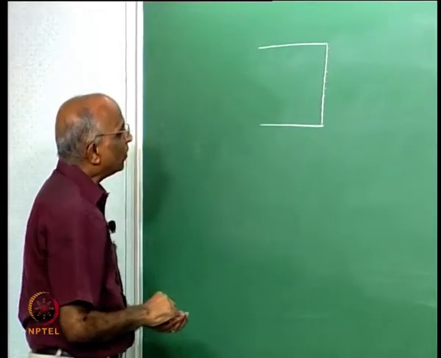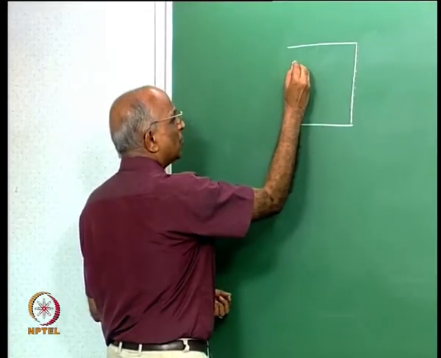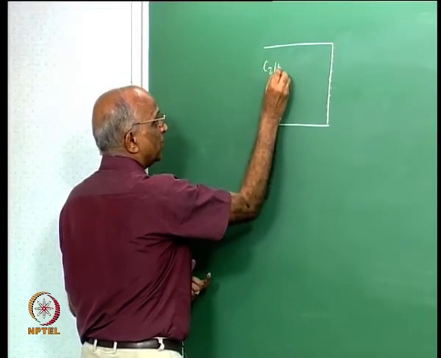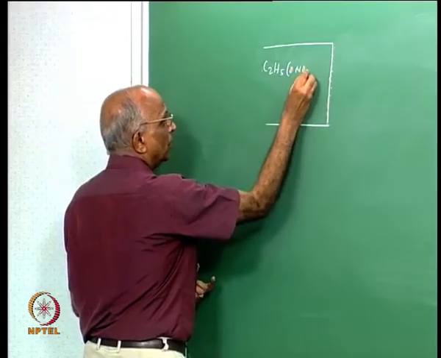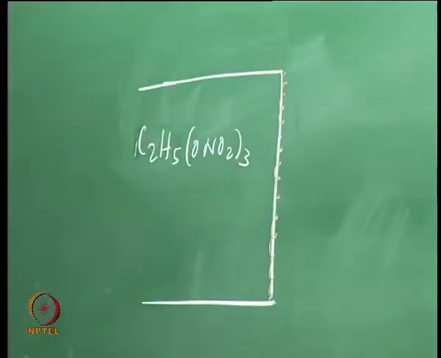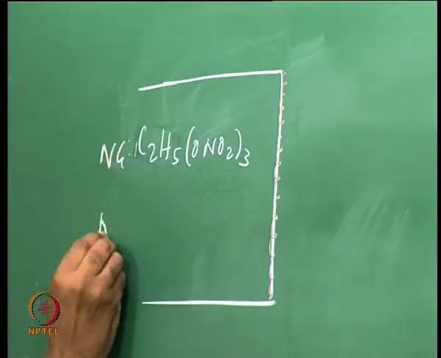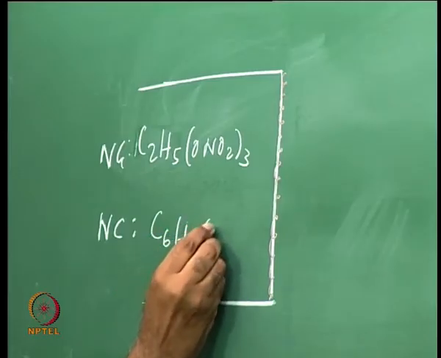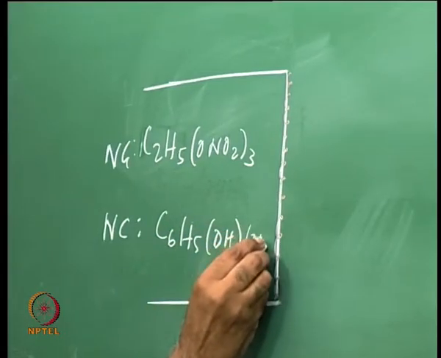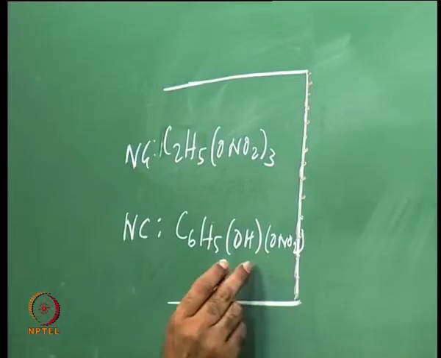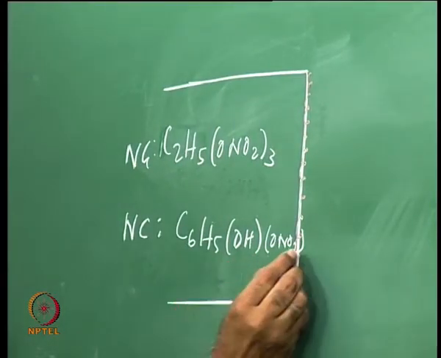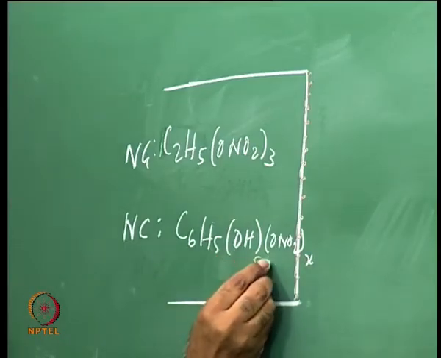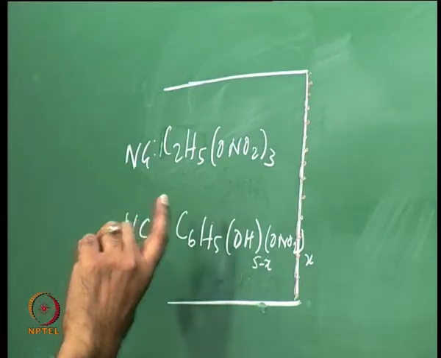What was the composition of double base? We said that it consists of maybe nitroglycerin, which is C2H5(ONO2)3. It also had nitrocellulose, and what was nitrocellulose? We had C6H5(OH) and ONO2. What was done was we had something like 5 of this, we put X, we removed X of OH and put ONO2 there, we had 5 minus X over here. This was what we said is a double base propellant.